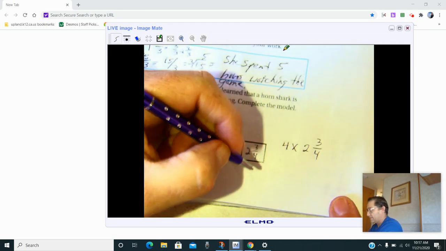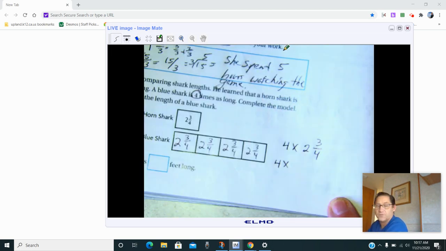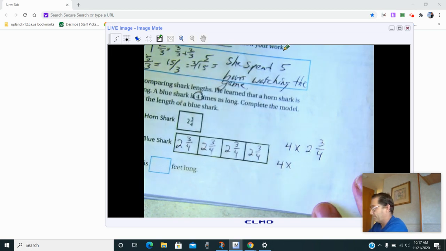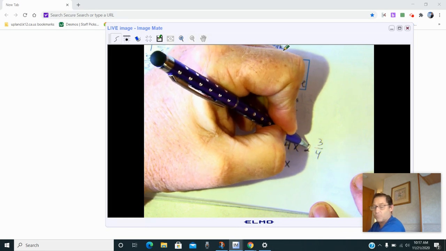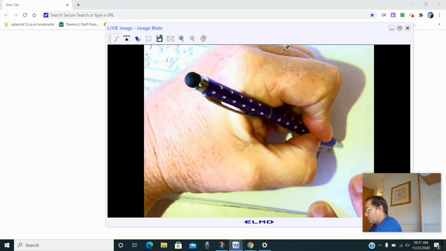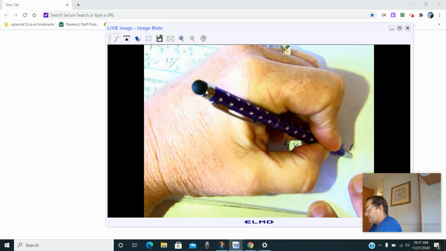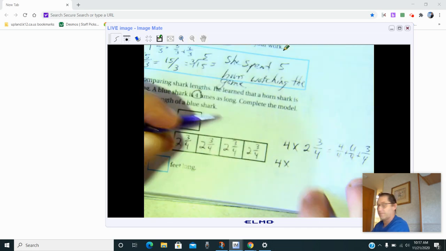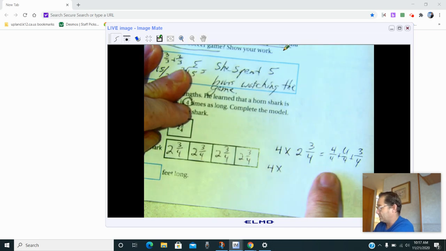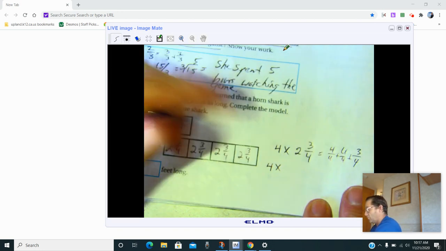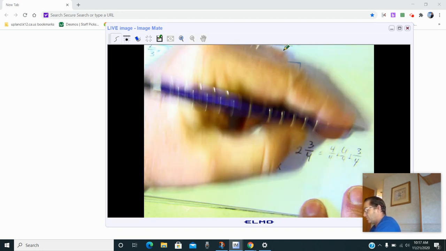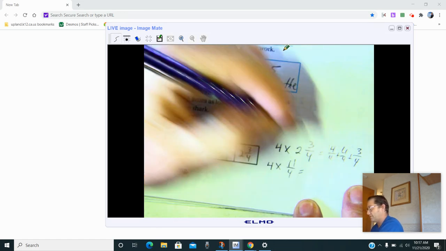Okay, so let's change 2 3/4 to a fraction greater than 1. Okay, so here we have 2 sets of 4/4. So let's rewrite the 2 wholes. I'm rewriting the 2 wholes as 4/4 plus 4/4. So 2 3/4 is equal to 11/4.